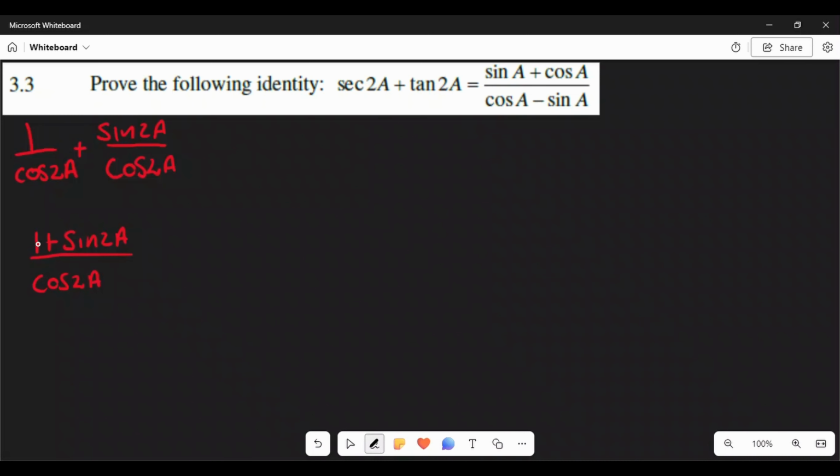We can also change 1 into a square identity. Remember, cos squared a plus sine squared a is equal to 1. So this 1 here, we can replace it with that. So let's change it. We have cos squared a plus sine squared a, plus. Now let's change this double angle identity. So this is going to be 2 sine a multiplied by cos a.